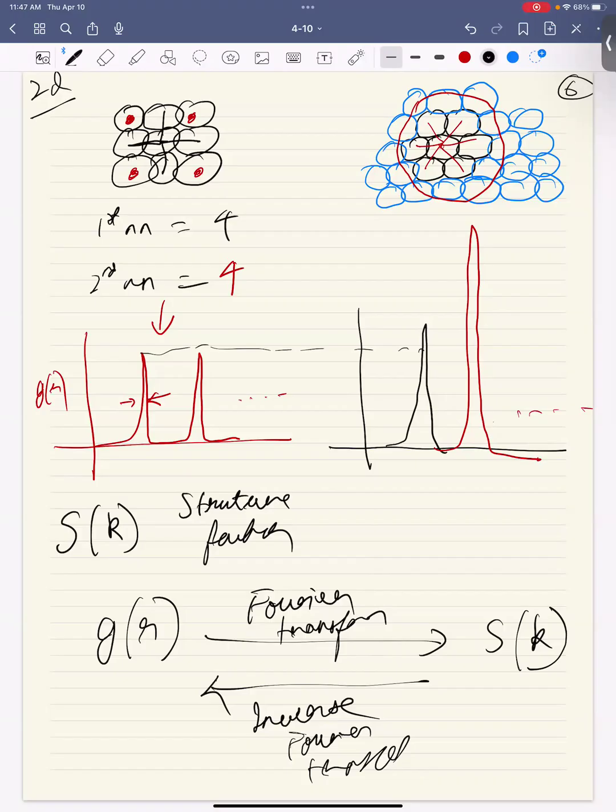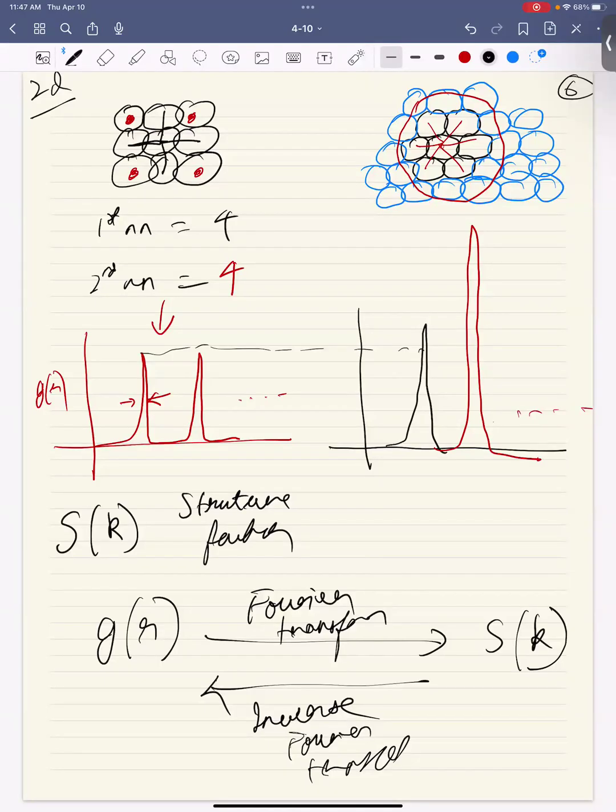If you get S of K, all you need to do is to apply an inverse Fourier transform, and there are lots of software which can do that. You get G of R. Now you can look at the peaks in your G of R. You will go, oh, this material is body-centered cubic. Oh, this material is something else. Oh, this material has a symmetry that no one knows.